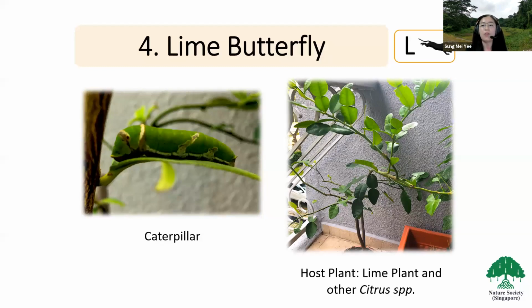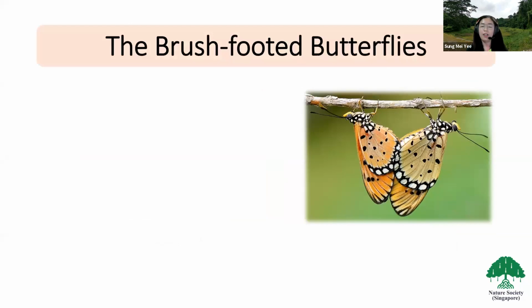So other host plants for the lime butterfly also include the mandarin orange plant or the lemon tree. The lime butterfly is a butterfly that you can commonly see around in our neighborhood, because many of us have lime plants growing along the corridor. Now, with that, I'm done with the swallowtails family.